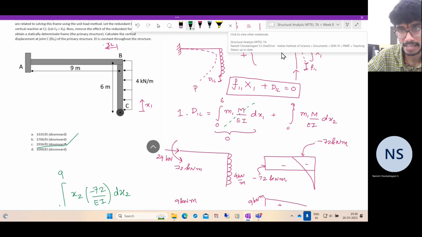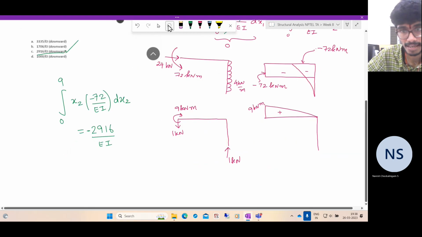Now let's determine the flexibility coefficients. That is also very simple. So let me carry forward this diagram, the virtual bending moment diagram.